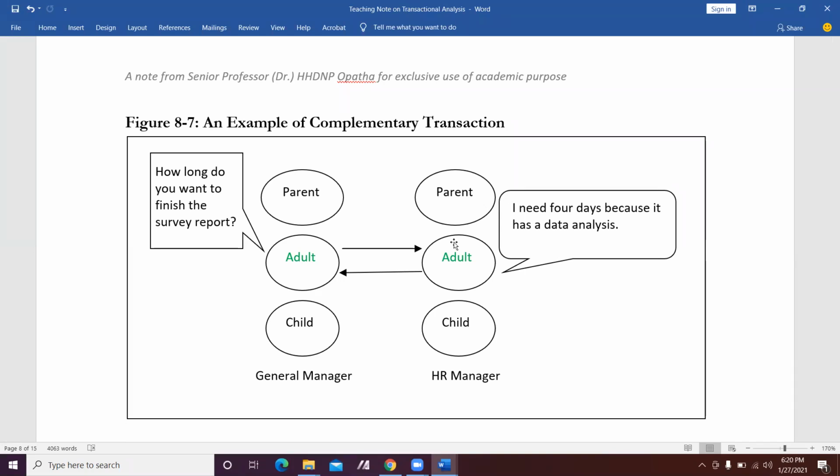As far as a complementary transaction is concerned, there is no conflict. There is no barrier for further communication. It is possible to have further communication after this without a conflict. There is no possibility of a conflict occurring. There may be many transactions, even within a very short time, several complementary transactions. But if they are complementary, then no problem. There's no barrier for further communication. There's no conflict. Another example.